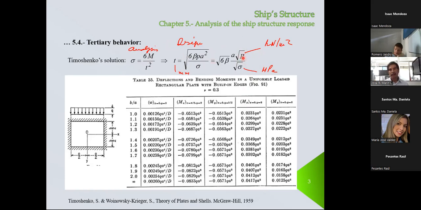And you will see that this expression is quite similar to the one employed by the classification societies. We have a, that's the shortest dimension, the square root of P, that's the pressure, and the square root of sigma, which is the allowable stress. And then here we have a constant which depends on beta. And beta depends on the aspect ratio of the plate. So it's quite similar, believe me.